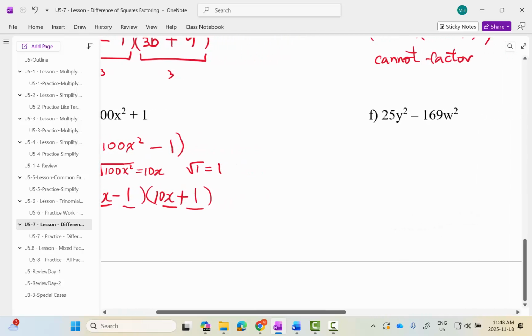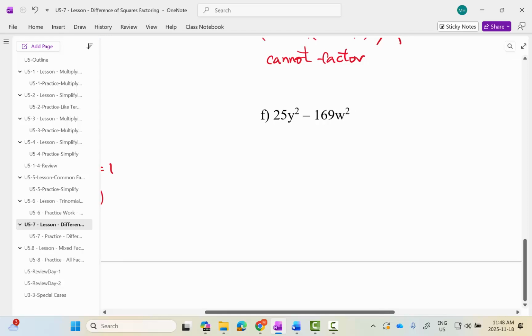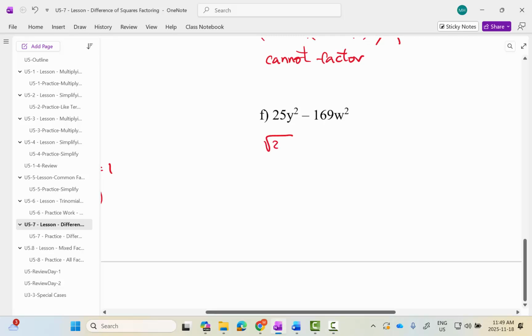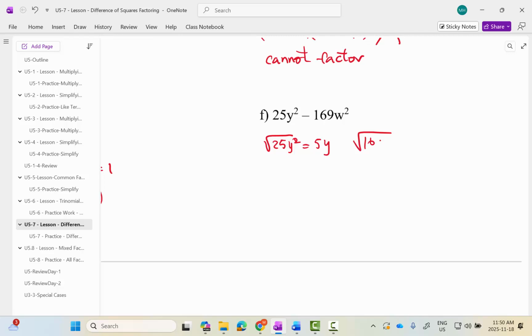Let's try the last one right here, question F. All right, why don't you try it on your own for a second? All right, let's do this last question quickly. All you need to do is square root y squared. So you get 5y. And you square root 169 w squared. What's 169 w squared? Square root it. It's going to be 13w.